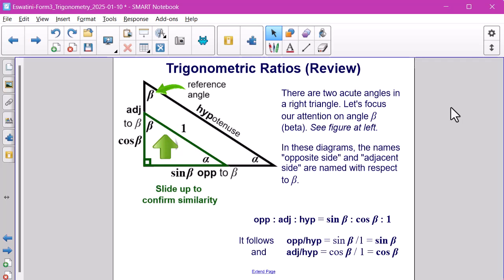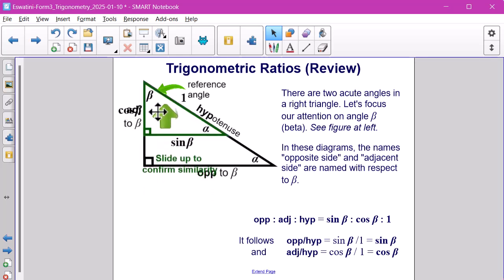There are two acute angles in a right triangle. Let's focus our attention on angle beta right now in our figure to the left. In these diagrams, the names opposite side and adjacent side are named with respect to beta. And again, if we overlap it, we can see that the beta values are indeed equal to one another.